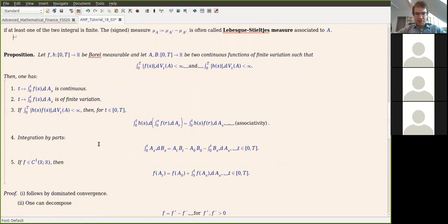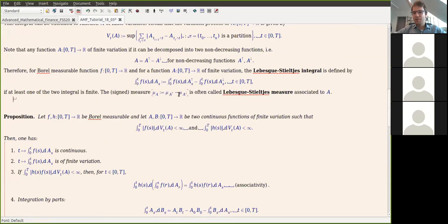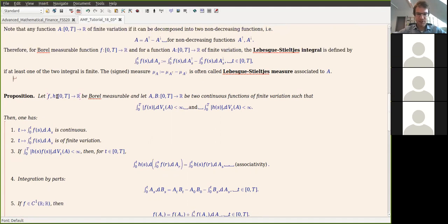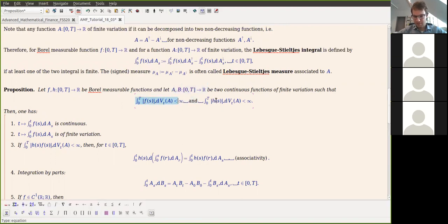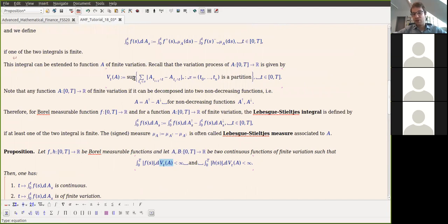So let's understand a bit of the properties. All the properties are basically as you would expect. I think this is a general observation in measure and integration theory: if you set it up nicely, and this is how it's done now, everything works as you would expect. So the key message is, everything works. Let's consider two Borel measurable functions and two functions of finite variation, and we assume that the functions f and h are integrable with respect to A. So what is this? This is the integral with respect to the finite variation process, which is an increasing or non-decreasing function.